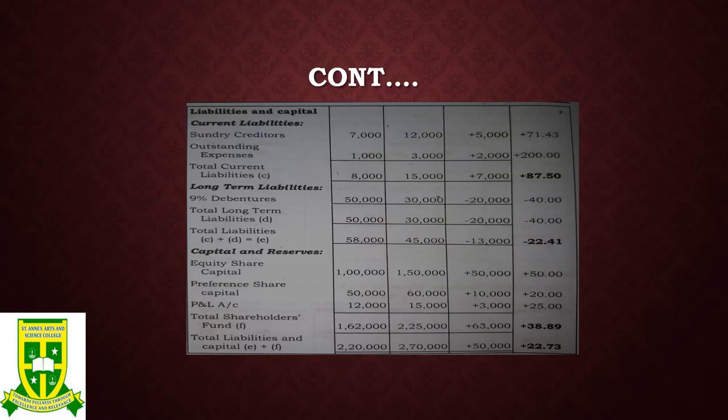And the next one is outstanding expenses. The first year value is 1,000 and the second year value is 3,000. So it has been increased by 2,000. 2,000 divided by 1,000, you will be getting the value of plus 200.